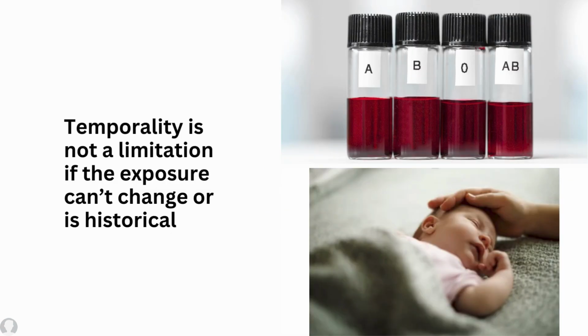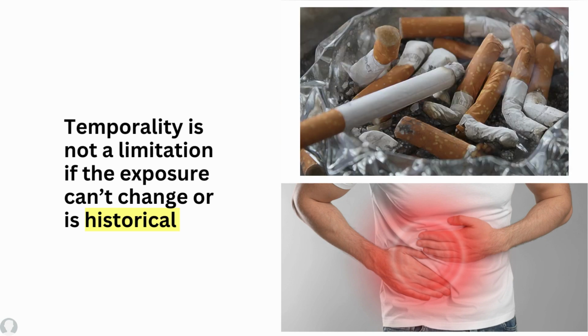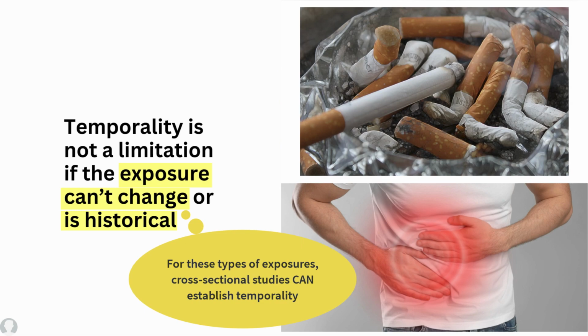Temporality is not a limitation if the exposure can't change or is historical. Exposures that can't change are things like blood type or sex at birth. Historical exposures are things like having your appendix out or growing up in a home where an adult smoked. For these types of exposures, a cross-sectional study can establish temporality. That is, we can be sure that the exposure came before the outcome.